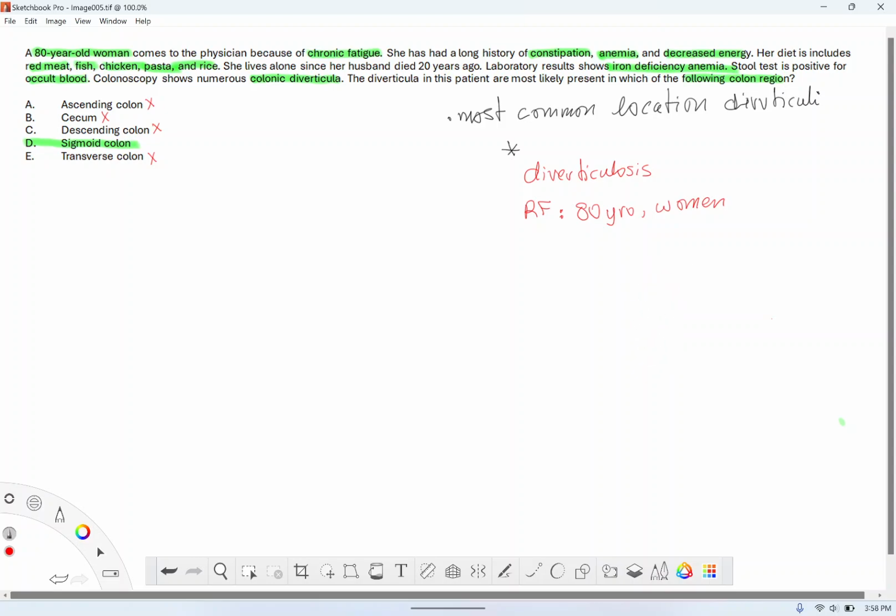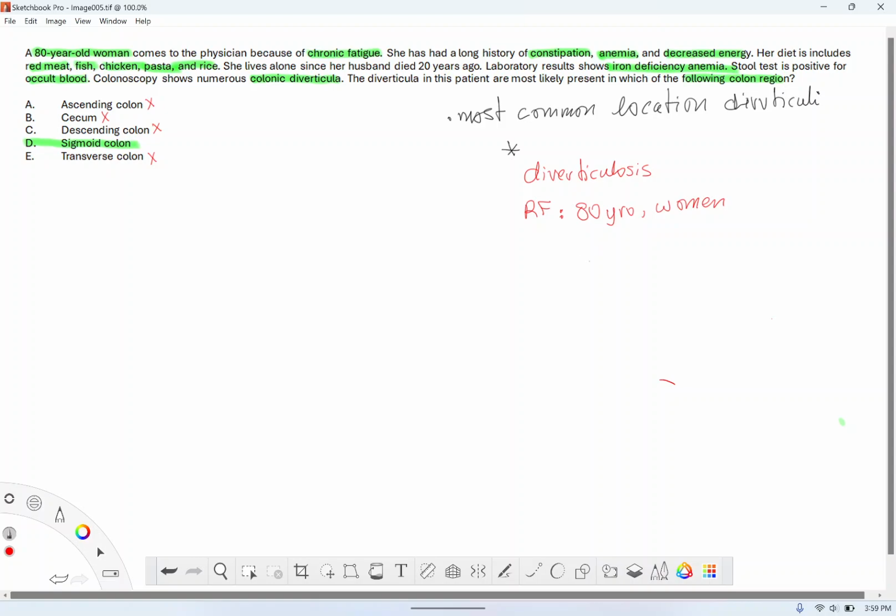Plus, who else is at risk? Chronic polycystic kidney disease, Ehlers-Danlos. What's the other one? Marfan syndrome. A Marfan patient could present at a young age. Okay, so look for those things as well.